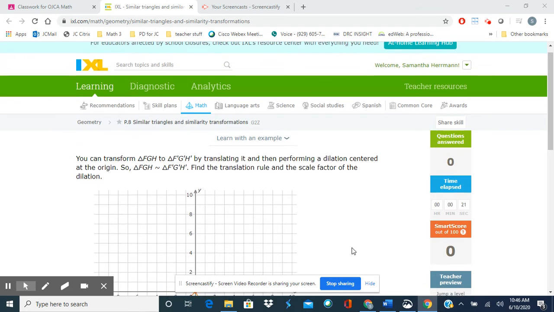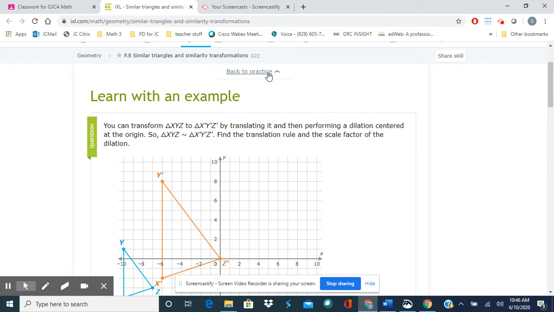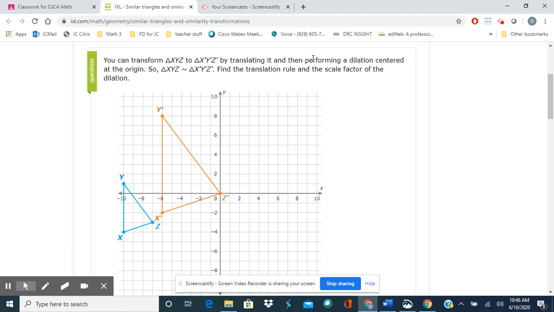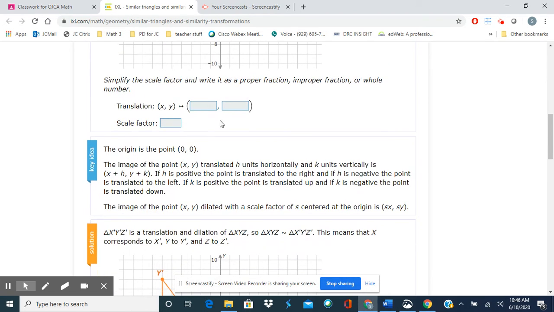Hey guys, with IXL, I want you to do a few things before you start your questions. Every time you start a new skill, you will have this little box up here that says Learn with an Example. If you click on Learn with an Example, it will teach you how to do it. So it gives you the question and tells you what you're looking for, right?